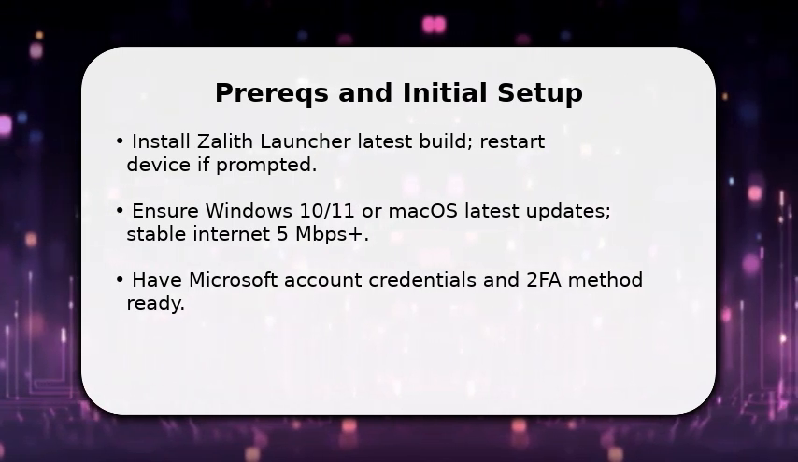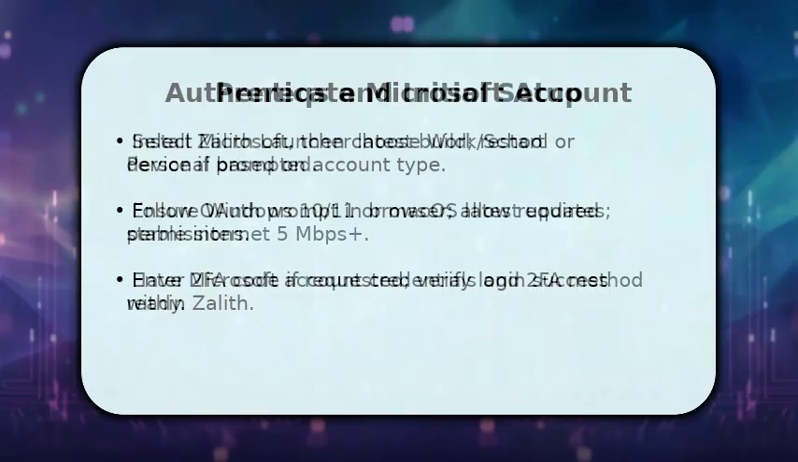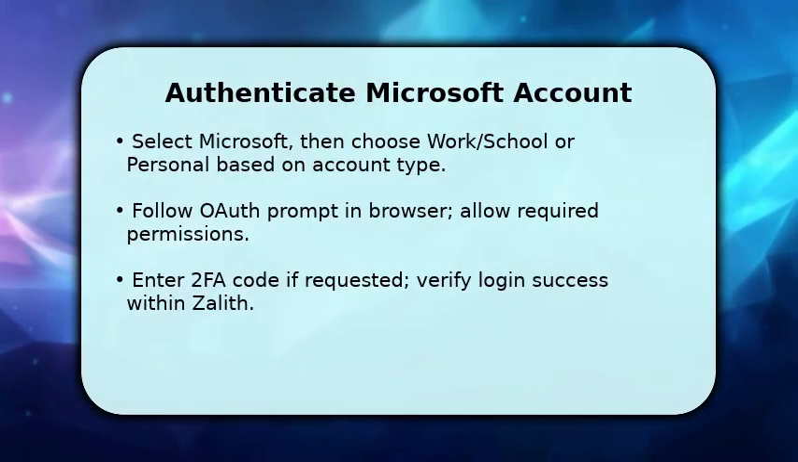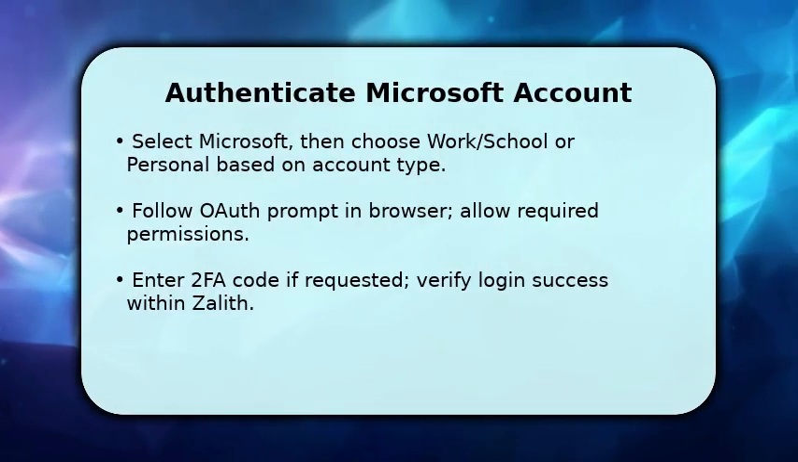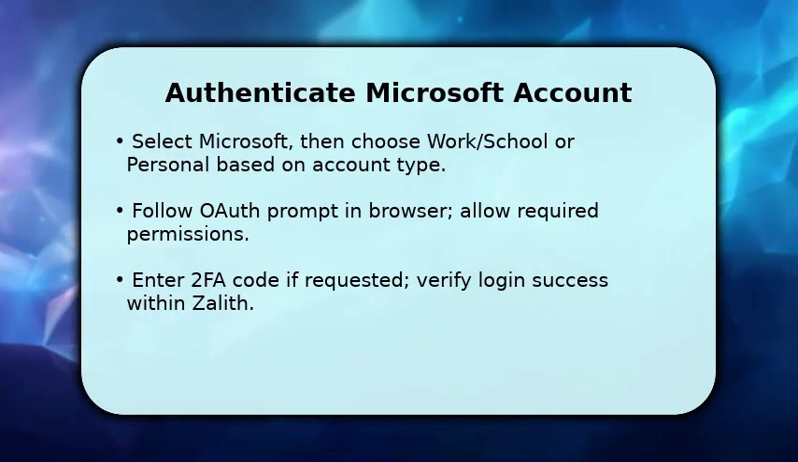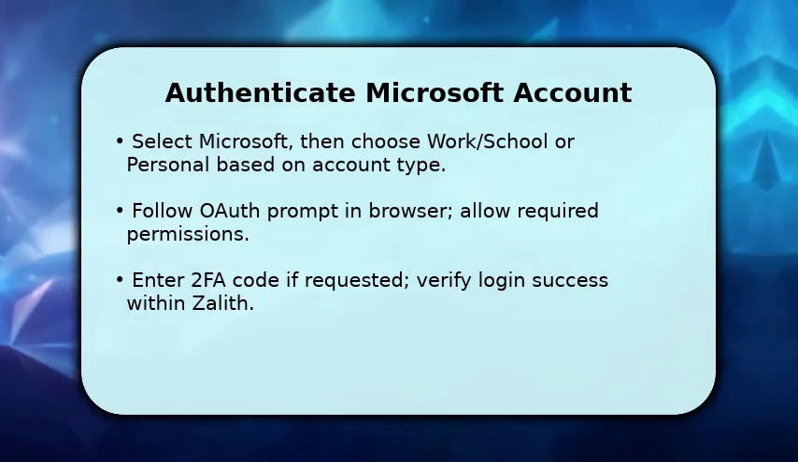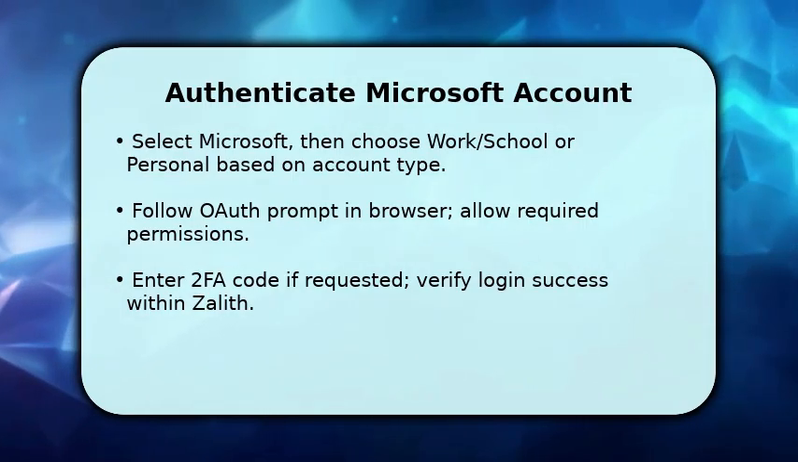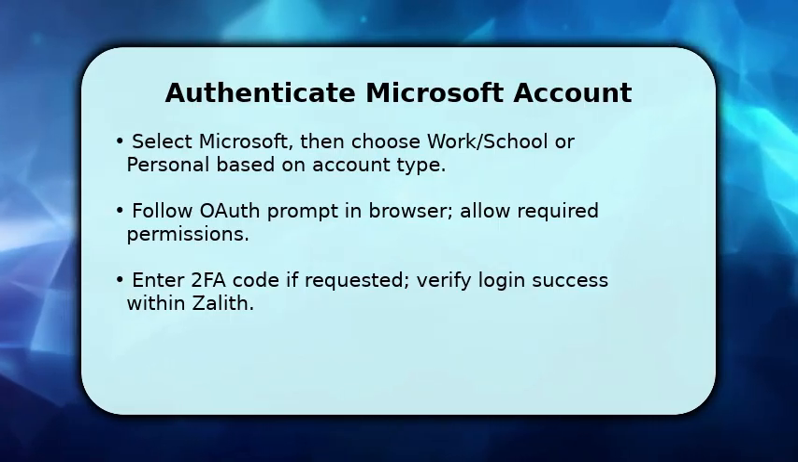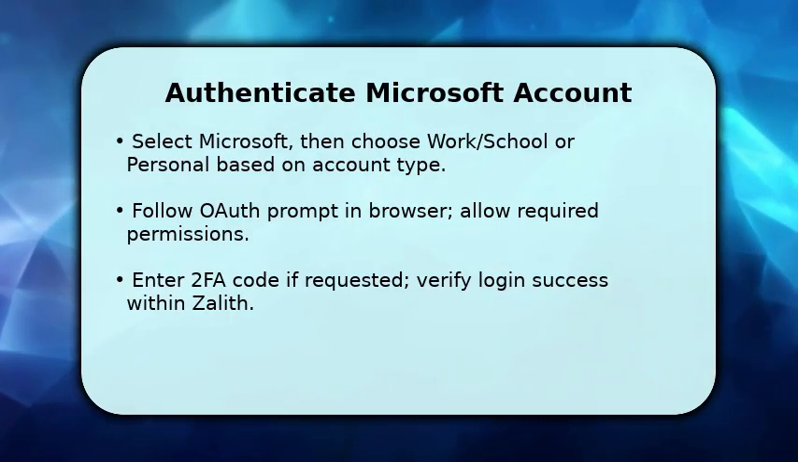You'll now authenticate. Choose Microsoft from the Add Account list and pick Personal or Work. Zalith launches an OAuth window. Grant the launcher permission to access basic profile and Xbox/Minecraft entitlements if asked. Once the browser shows success, return to Zalith where it verifies the token.